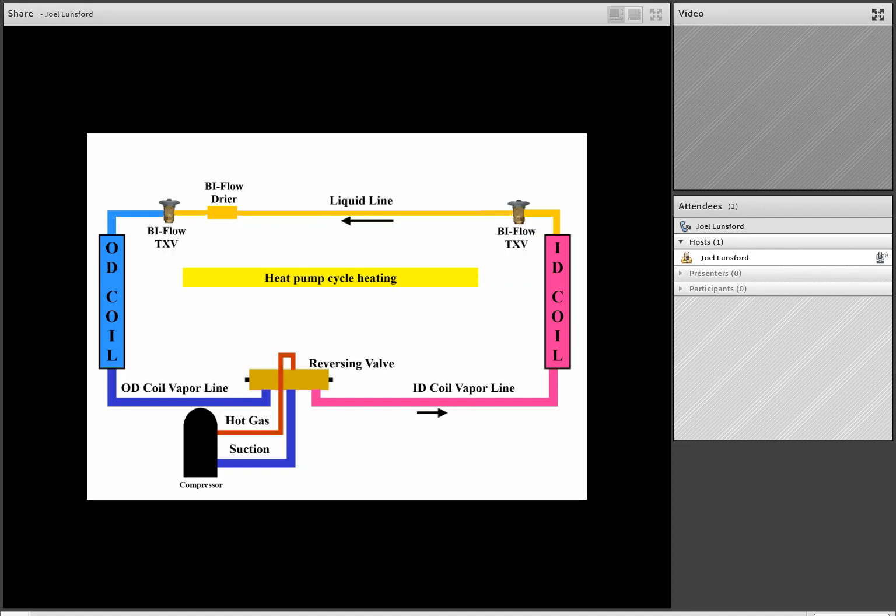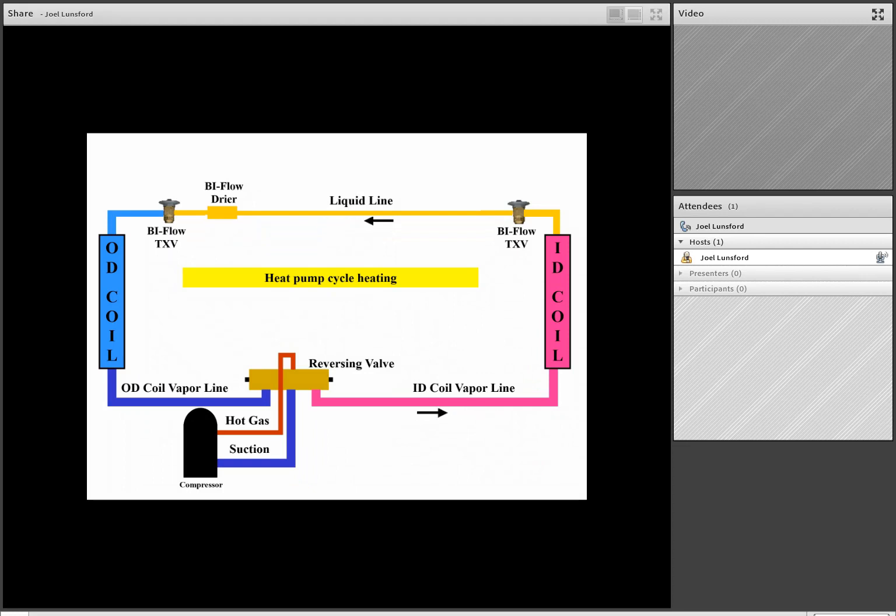You'll notice that we've reversed the direction of flow in the liquid line, which is perfectly normal on a heat pump. This is why we have to have a bi-flow filter dryer. The filter dryer has to allow liquid refrigerant to flow in both directions. So we then bring liquid down the liquid line through the bi-flow filter dryer in the other direction. And now we go to the bi-flow TXV outside.